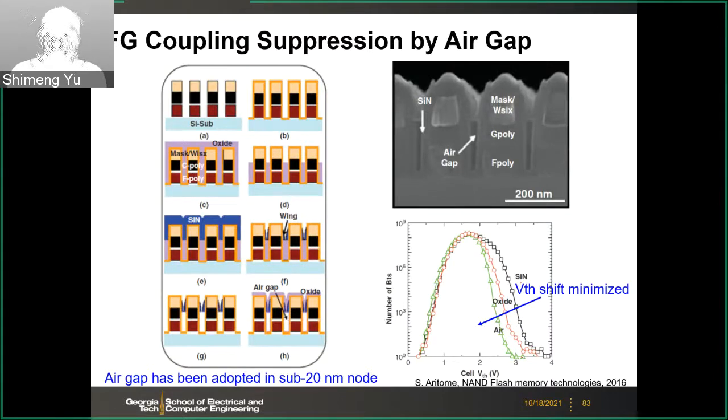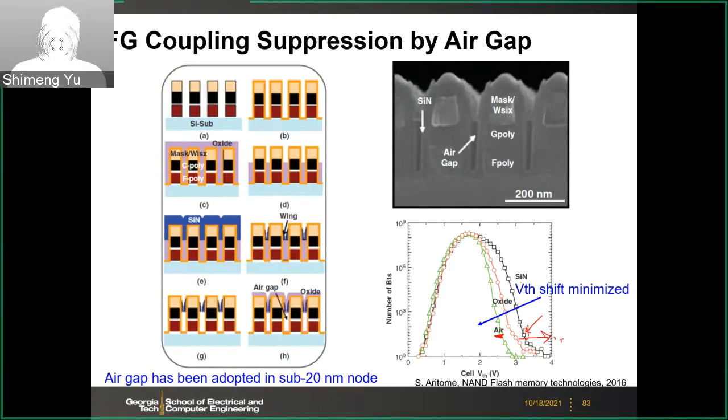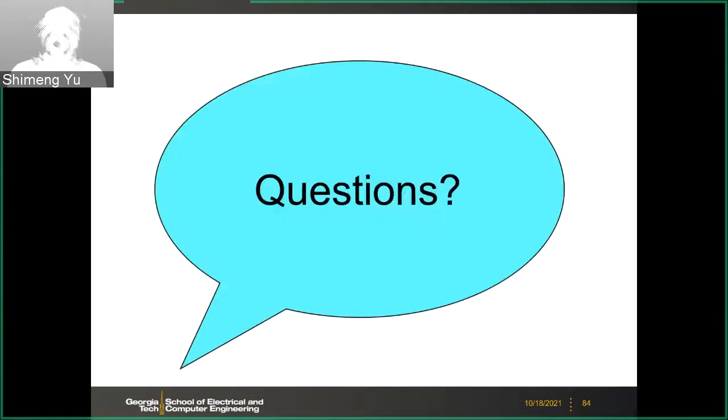And here is some data to show the improvement of the coupling. So here is the distribution. If you don't do this, then you may have the tail towards higher threshold voltage. But if you introduce air, then this tail shift can be minimized. So the air gap has been adopted in the sub 20 nanometer generations. I believe this was introduced by Samsung first in the sub 20 nanometer 2D NAND flash. So any questions?